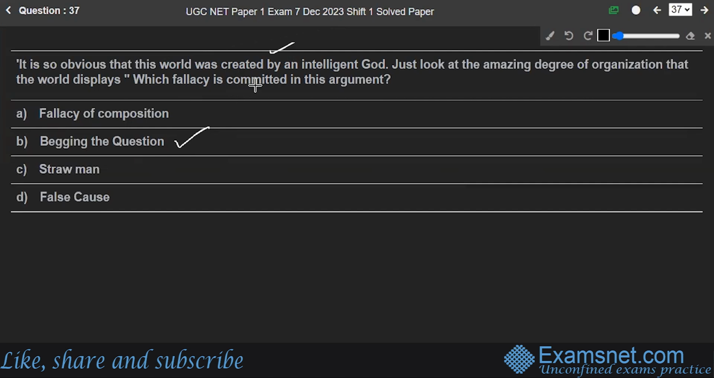This fallacy occurs when the conclusion of an argument is assumed in one of the premises. In this case, the premise, just look at the amazing degree of organization that the world displays, is assuming the world was created by an intelligent God. This is the same as the conclusion of the argument. So the argument is circular and doesn't provide any real evidence to support its claim. So we have this option as the right answer. And if I talk about the fallacy of composition, this fallacy occurs when the properties of the parts of the whole are assumed to be the same as the properties of the whole. It's not committed in the given argument.